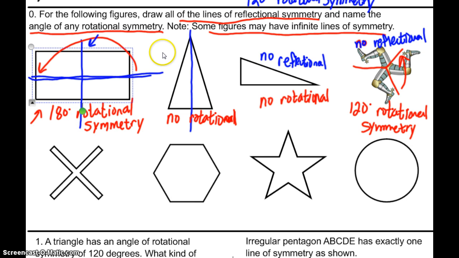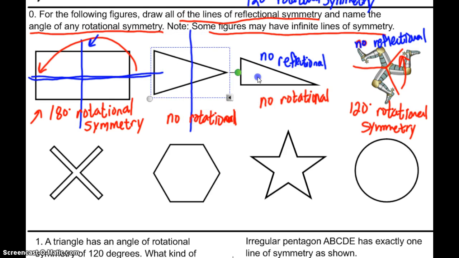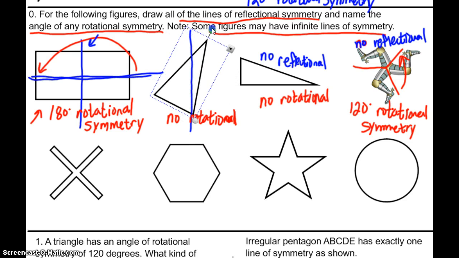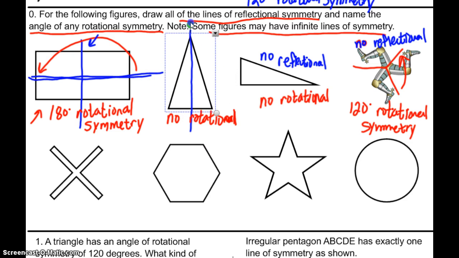So, 180-degree rotational symmetry. The second shape, the isosceles triangle, has reflectional symmetry, but not rotational. Notice if I try and spin it any way, I cannot get it to look like the original figure unless I go 360 degrees, which would just be like not moving it at all. This right here, no reflectional and no rotational. The last one, no reflectional, but it does have 120-degree rotational symmetry.